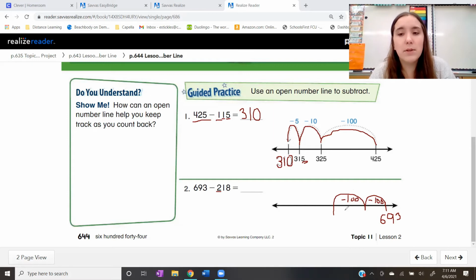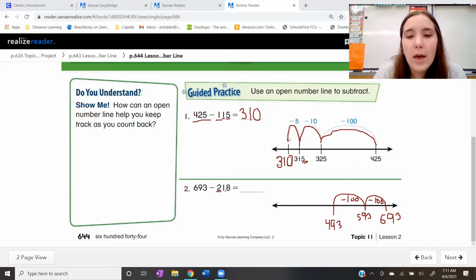Now that I have both jumps of my hundreds labeled on here, I need to find out what my jumps actually land on. So I had 693, but then I took away 100. So I had 600s, take away 1 would be 593. Take away another 100 would be 493. Remember, if you're subtracting hundreds, only the number in your hundreds place is going to change. So it went 6 to 5, 5 to 4, because we took away 1 and then 1 more.